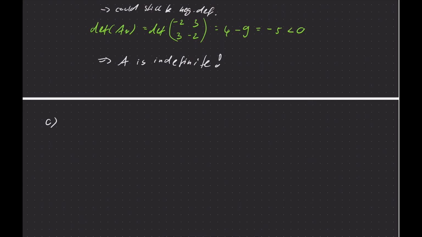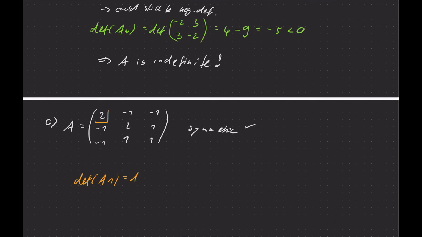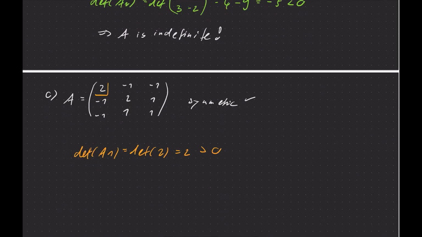And finally, an example of a 3 by 3 matrix. Let's take this one: 2, -1, -1, -1, 2, 1, and -1, 1, 1. Again, that matrix is symmetric. Please don't forget to check that. And let's go through the determinants. The first one is easy, that's A1. That's just 2. So that's positive. It could be a positive definite matrix. It cannot be negative definite anymore.